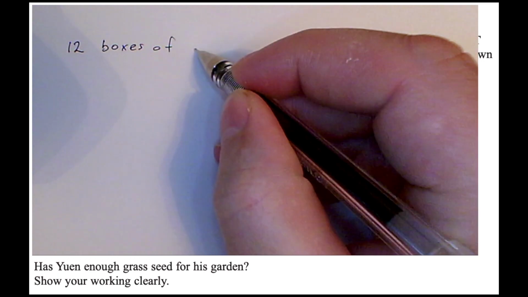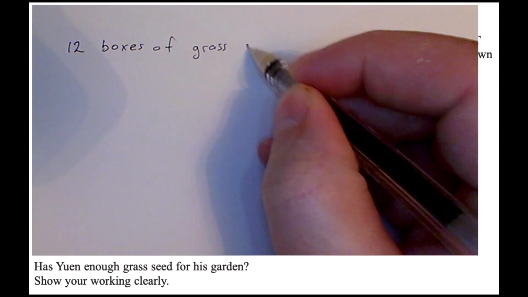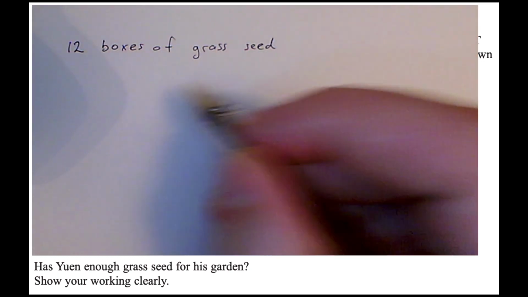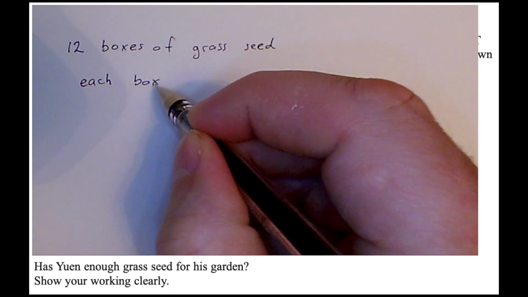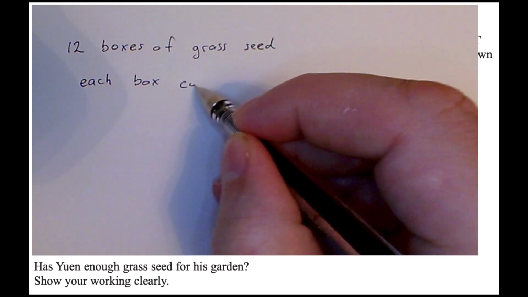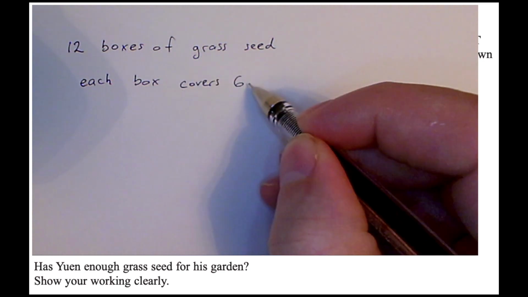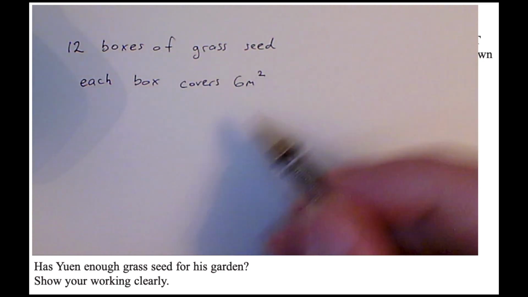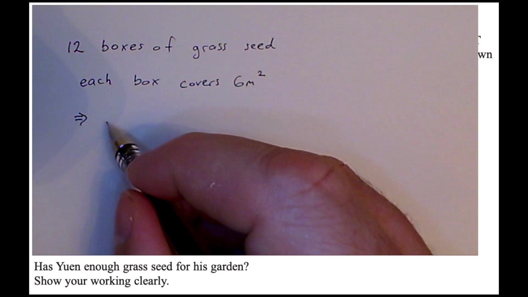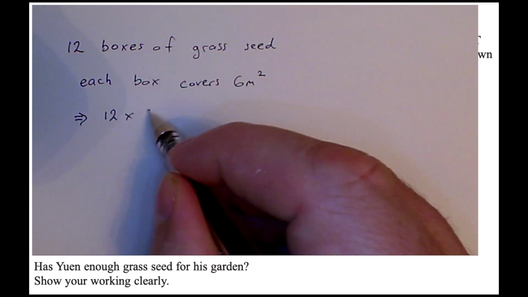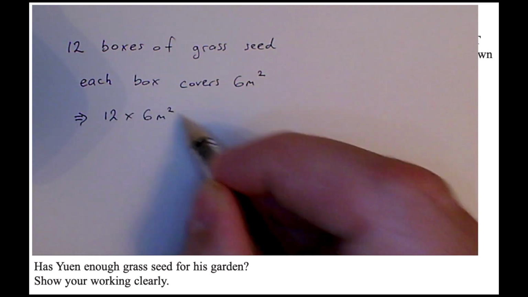So with 12 boxes of grass seed, and each box being able to cover 6 meters squared, I should be able to work out the maximum size of garden that he could cover as it stands at the moment. Okay, so 12 times 6 meters squared means he can cover 72 meters squared.